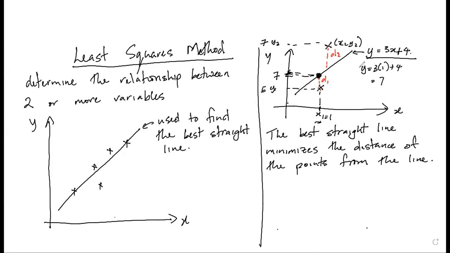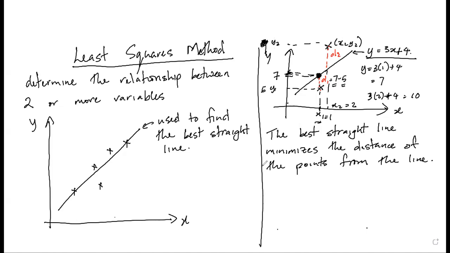So this line is 3x plus 4. I plug in x equals 1 inside here, that will be 7. So the distance d1 would be equal to 7 minus 5. That makes sense? Yes, sir. All right, x2, let's say that is equal to 2, and let's say y2 is equal to 9. So now, what is the distance here? I'll plug in 3 times 2, 6, plus 4, 10, but the point says that it is 9. So that's 10 minus 9, which would be the distance.